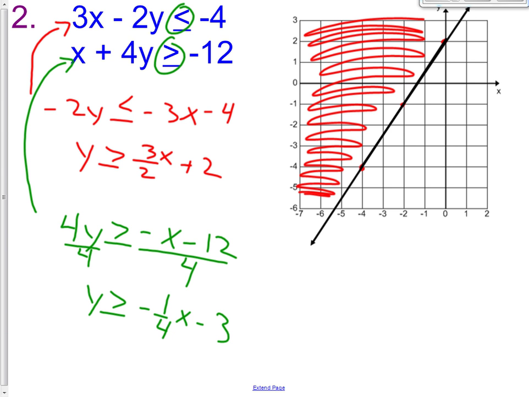So graphing this one, you have a y-intercept of negative 3. And then your slope is down 1, right 4, which is the same thing as left 4, up 1. So there's our graph for the second equation, the line rather. And this one you are going to shade everything above the line because it's greater than or equal to.